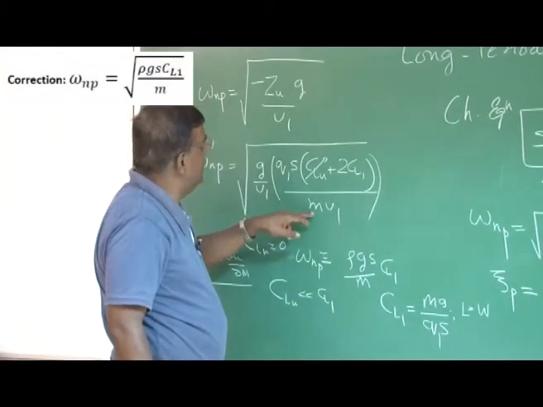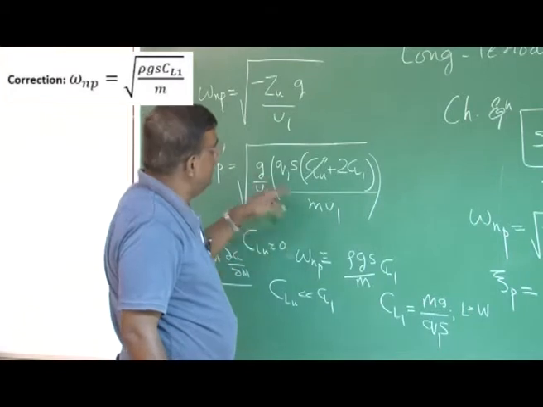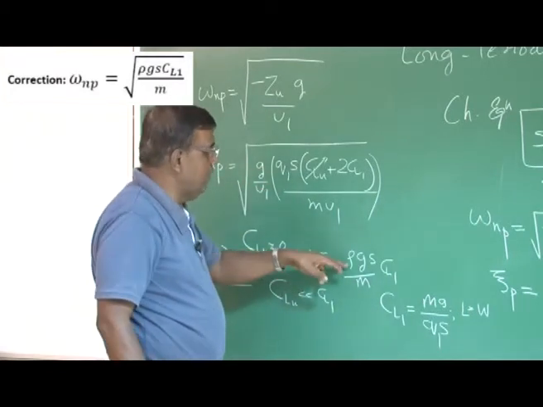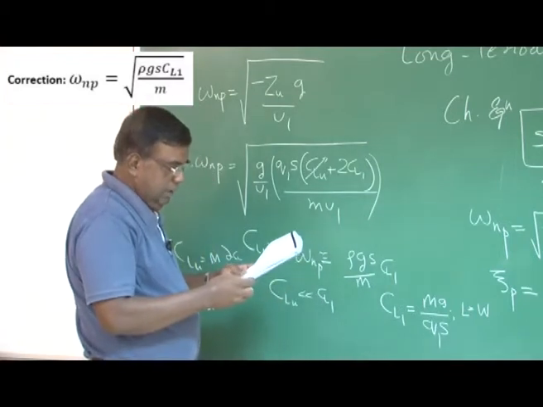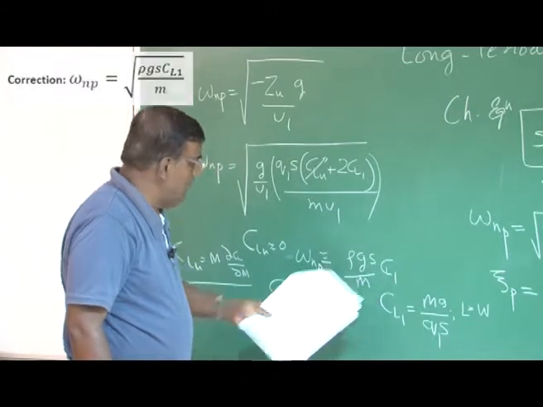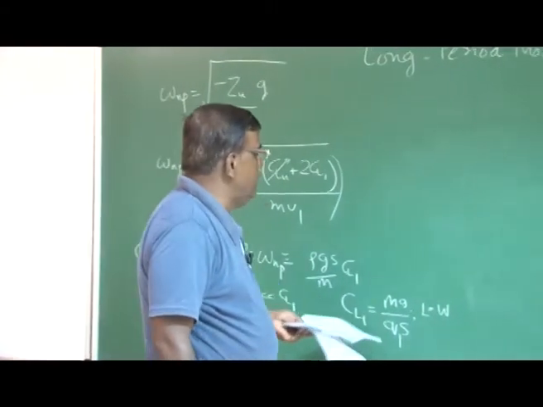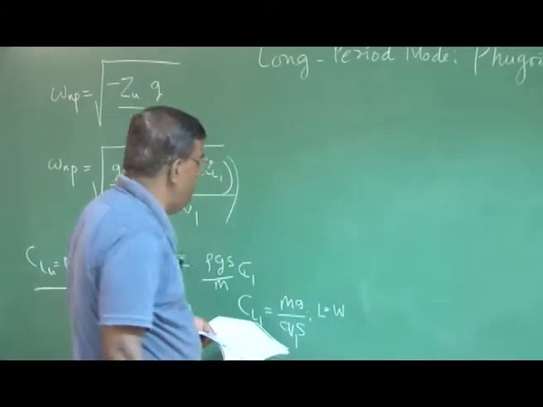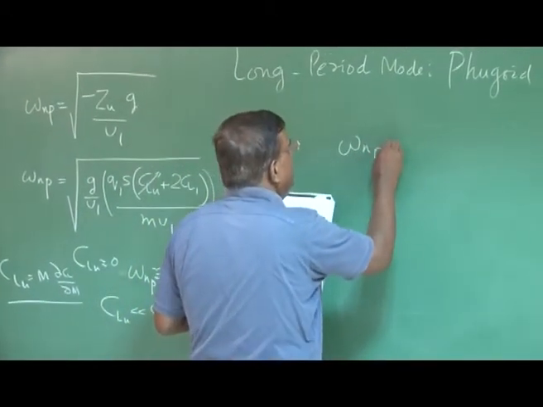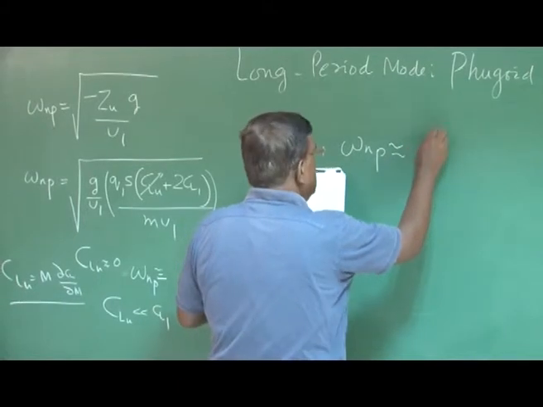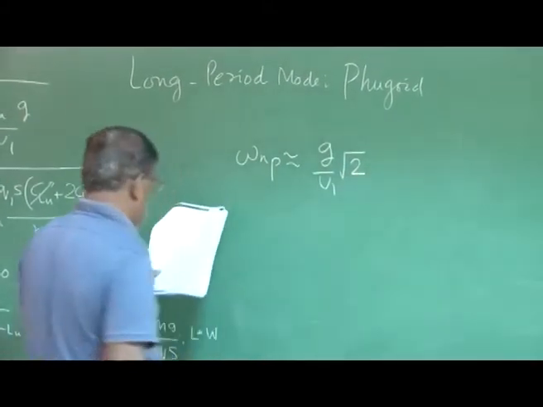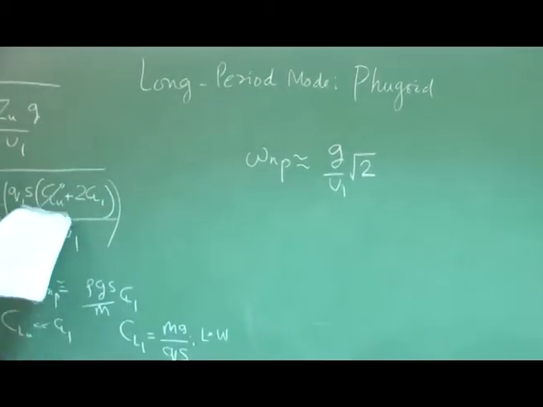Q1s by mg is here. Okay. So if I now substitute this here, then I get omega np rho gs by m into CL1, right? And now if I further substitute this CL1 equal to mg by Q1s, then you can show that omega n Phugoid will approximately come like g by u1 root 2. Please do it yourself. You have to just substitute here.